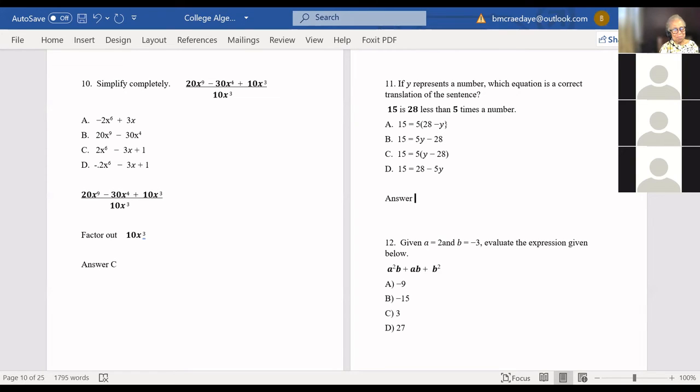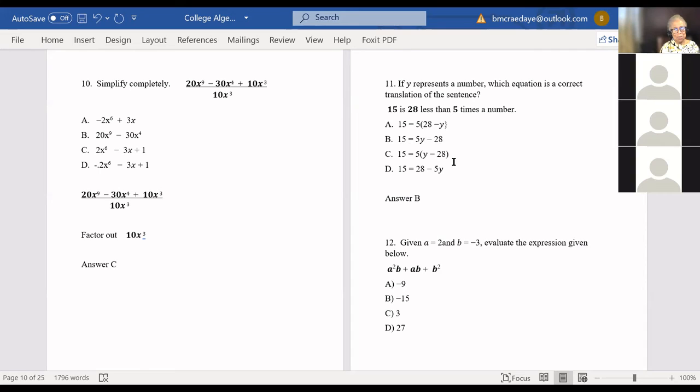That means 15 is 28 less. It's B. Which one is it, Latoya? B as in boy. Okay. Which one would you say, Chastity? 28 less. That means you're subtracting 28 from 5 times a number. I'm thinking it's B.